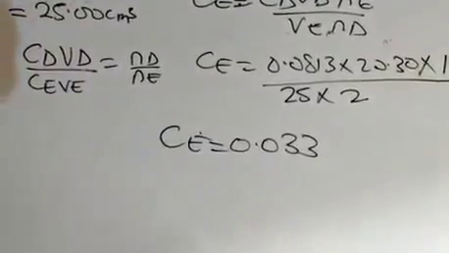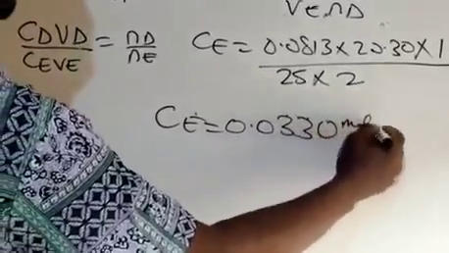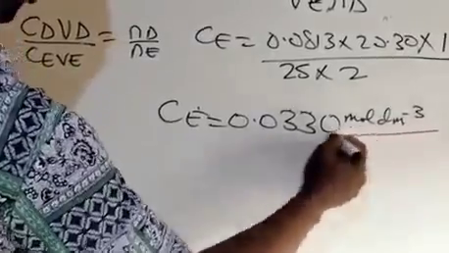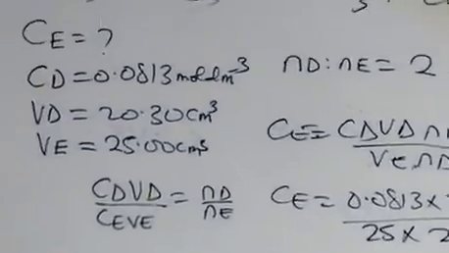Remember I told you round it to 3SF by putting another 0 at the back, which is 1, 2, 3, mole per dm³. So this is the base concentration according to question number 2. So take 1 second to look at the solution as we go to question number 3.